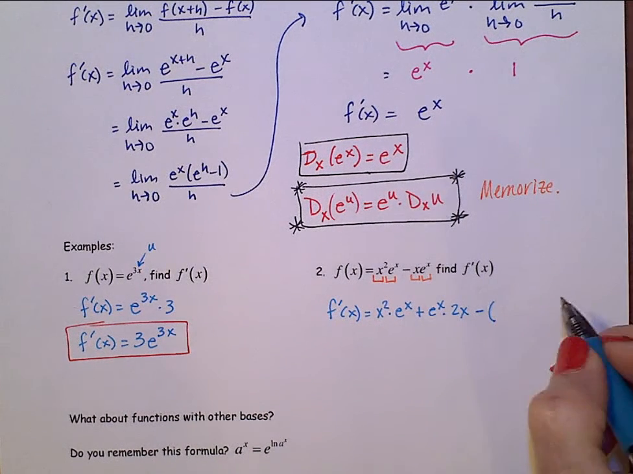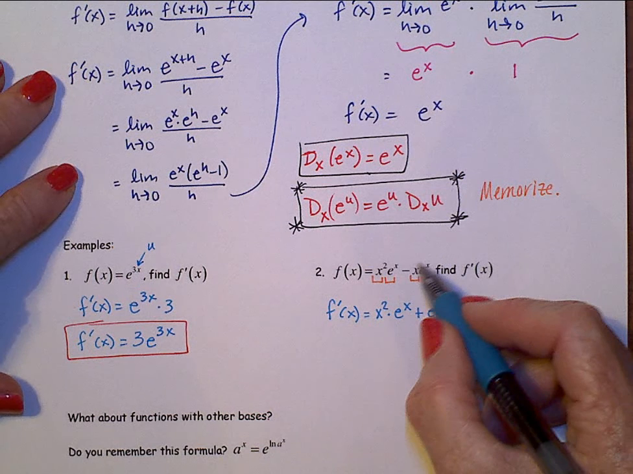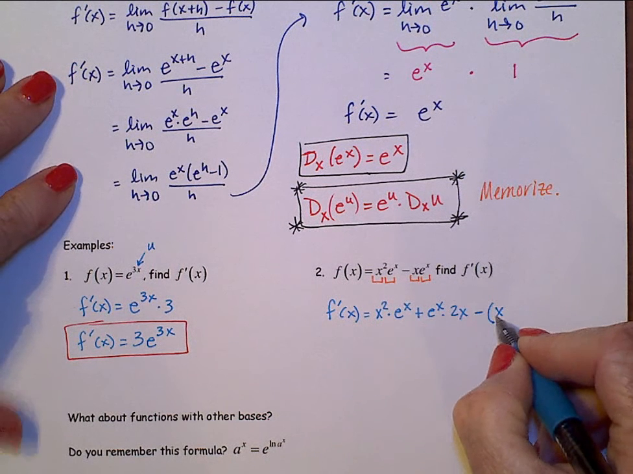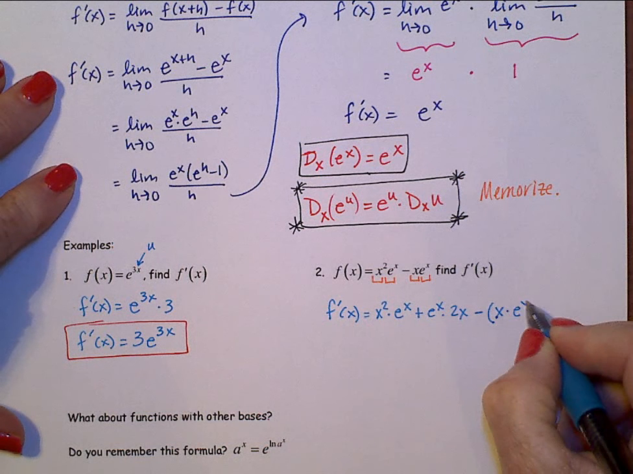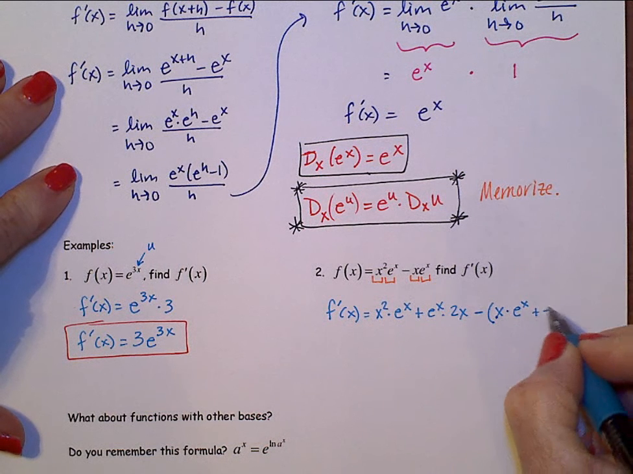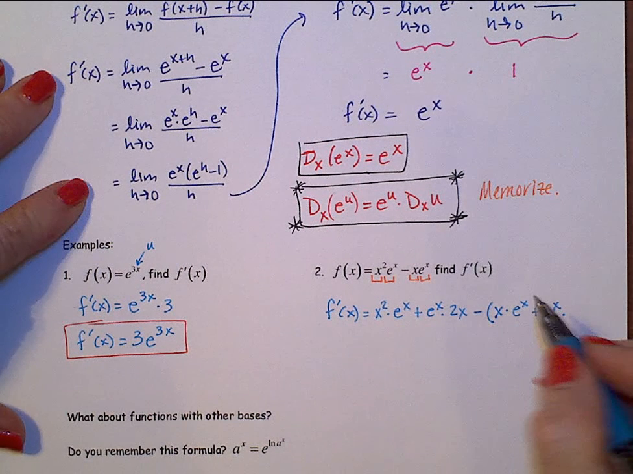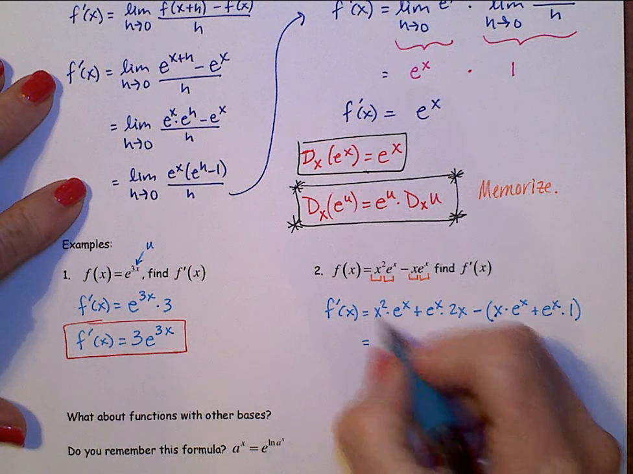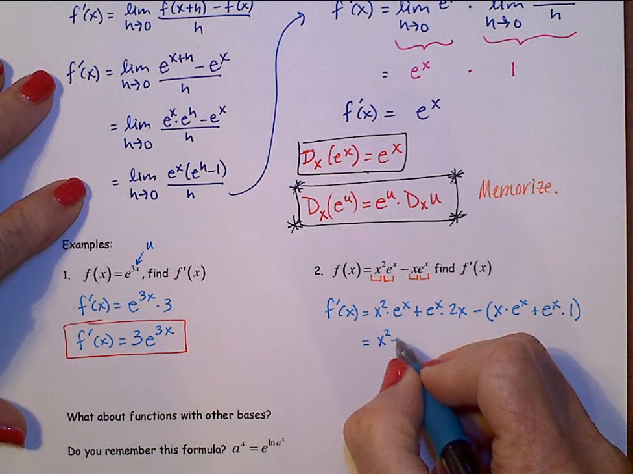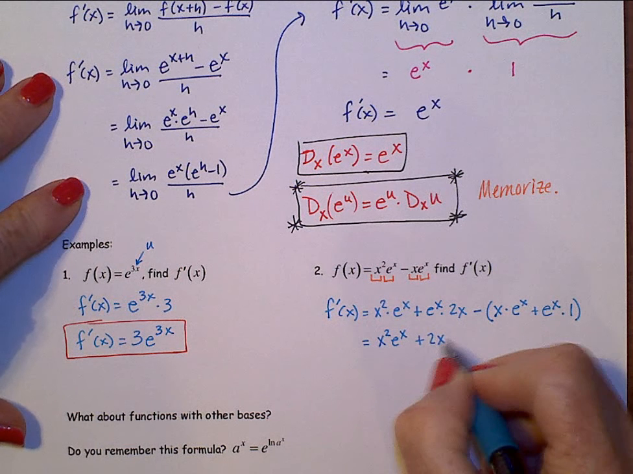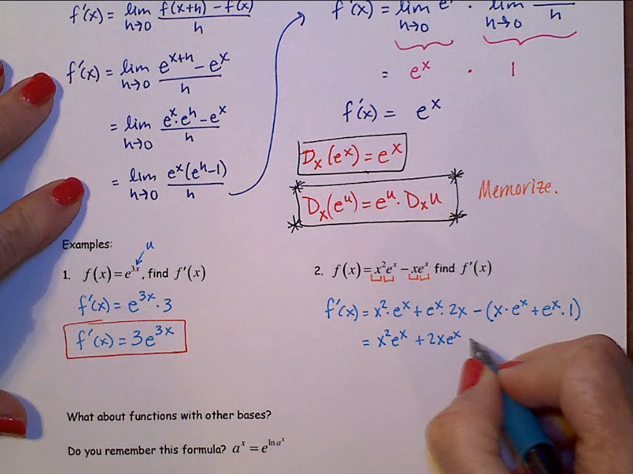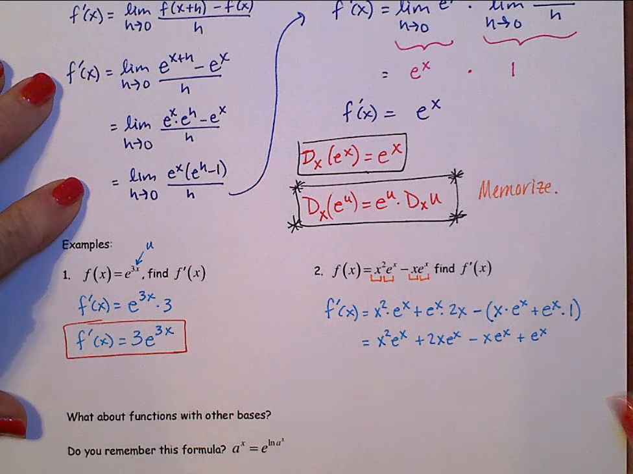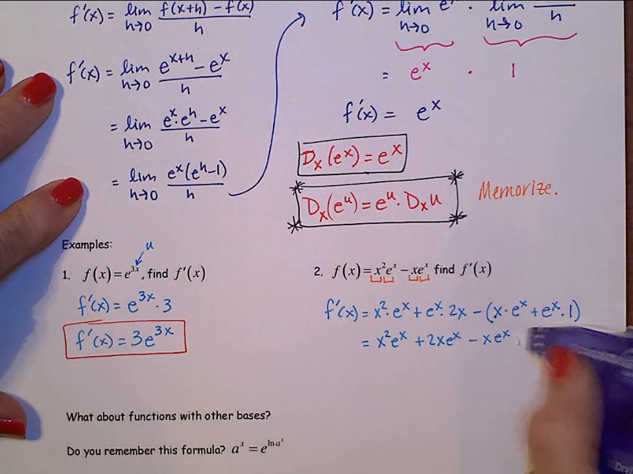make sure you use parentheses here to subtract both parts of that product rule here. So first, x times the derivative of the second, which is e to the x, plus the second e to the x times the derivative of the first, which is 1. Cleaning this up a bit, we'll have x squared e to the x plus 2x e to the x minus x e to the x minus an e to the x when we distribute that minus sign through.